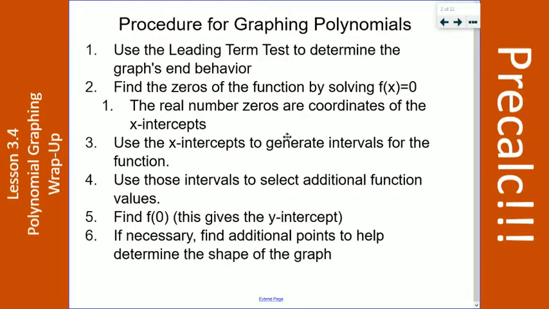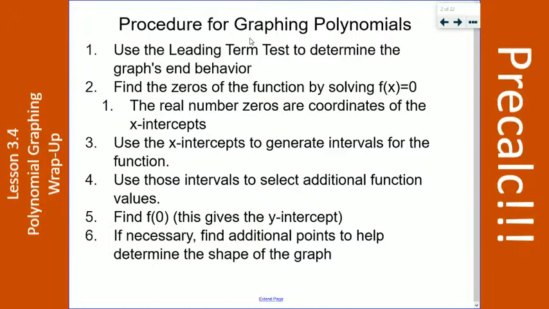And usually this is either by having it factored for us already, or by having a function that we can factor. So then we will find some zeros, some values where we cross the x-axis. Once we find our x-intercepts, we're going to use those to generate intervals that we're going to look at in order to help us pick points to help us graph our function.